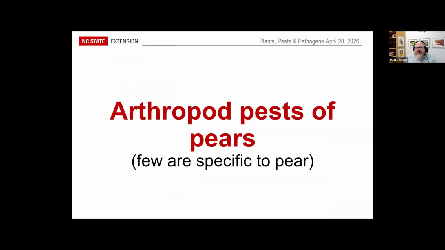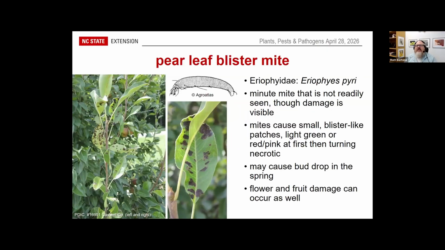All right, so for pears, there are only a couple of arthropod pests specific to pears. The first is the pear leaf blister mite. This is an eriophyid mite. These are very worm-like mites, long, pale, worm-like mites with only 4 legs in the front. They're missing their hind and mid legs. Very minute. These mites are less than about 1/4 of a millimeter long, so you can't see them with the naked eye, but the damage is readily visible.